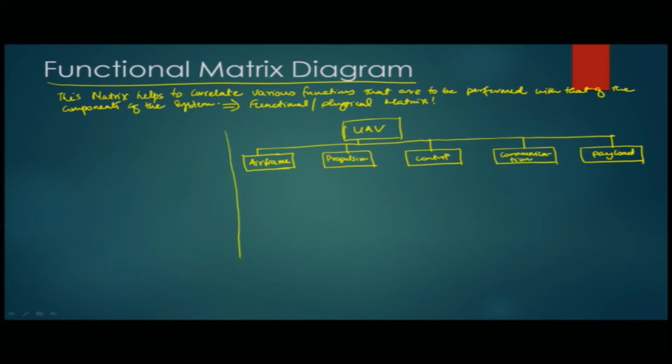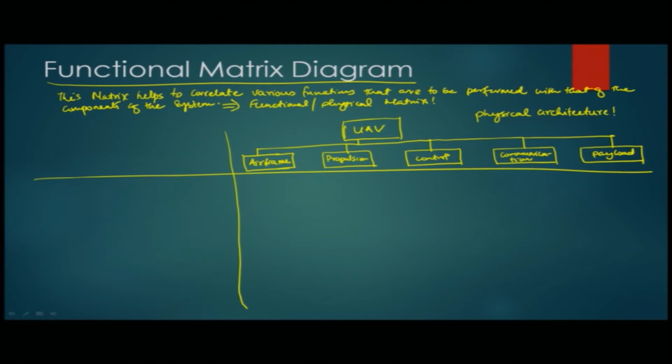Now, this is the physical architecture of the system. Okay, here is the physical architecture. Then you have to have the functions to be performed. What are the functions to be performed? So let's talk about the functions to be performed when. Let's talk about as pre-flight check. Okay. So there, so then you have different rows in this.